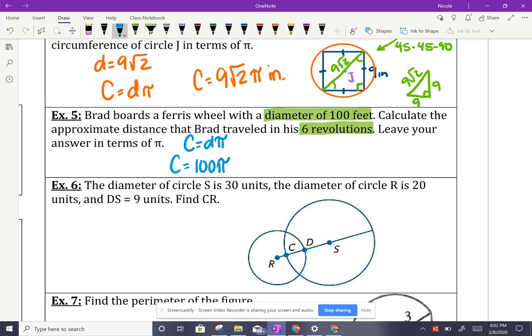But he does this trip 6 times. So 6 times the circumference is going to equal the distance traveled. So 6 times 100 pi is going to give us 600 pi feet. So he traveled 600 pi feet in this time frame.